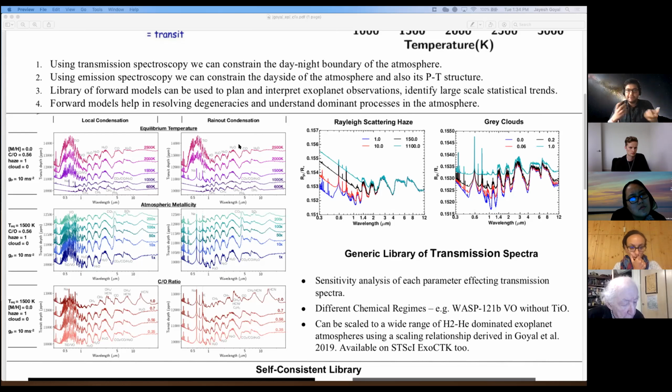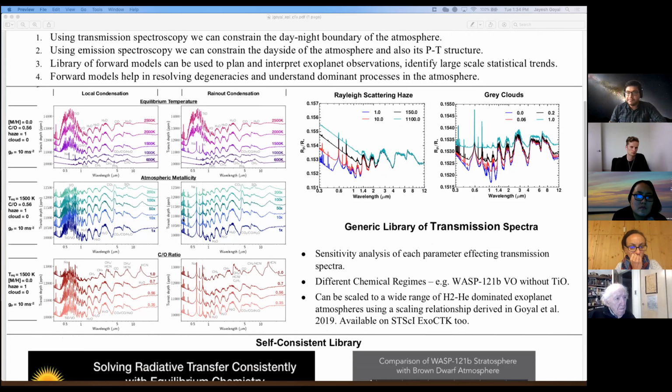So that's why when we develop this grid of models, we develop it for both of these condensations. And you can clearly see there are differences here, especially here. If you see at a 1500 Kelvin model, in Rainout condensation you have sodium and potassium features, while for local condensation you have titanium oxide and vanadium oxide features. So these are the two different things which are expected. We don't know which of these is common. When we get more observations, we might be able to constrain this.